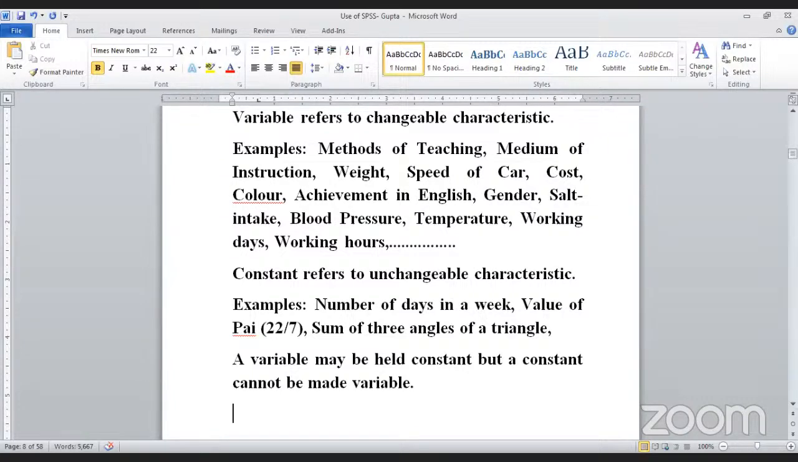Say you have a variable, let us say, gender. You must have seen that there are many schools and colleges which are purely for girls. So if they are only for girls, only a girls college, then gender is held constant. If it is only a boys college, then it is held constant. So a variable may be held constant, but not permanently, you cannot make it constant.